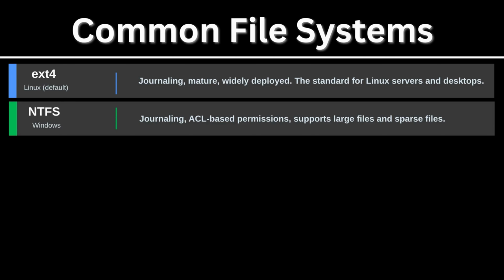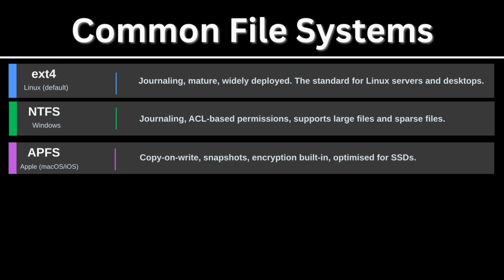Next is NTFS, which is the Windows file system. This is also journaled. It supports ACL based permissions and you can create very large files using this. Next is APFS, which is Apple's modern file system. It uses copy on write instead of journaling, supports snapshots, and was specially designed for SSDs.